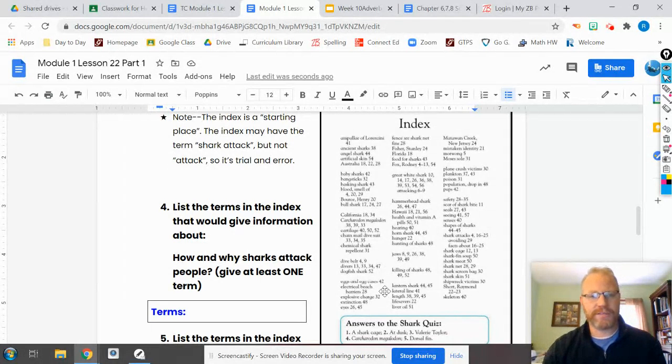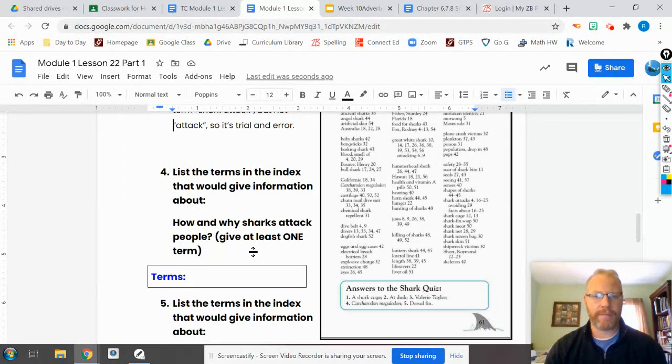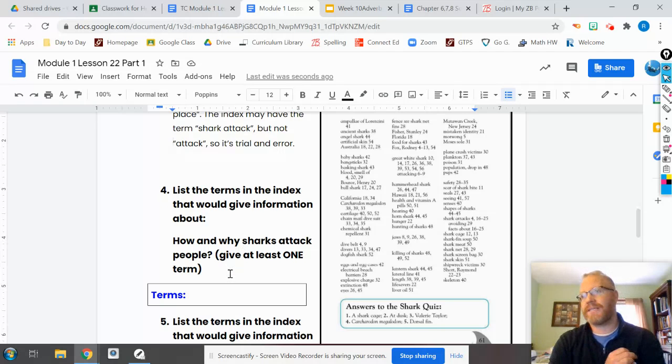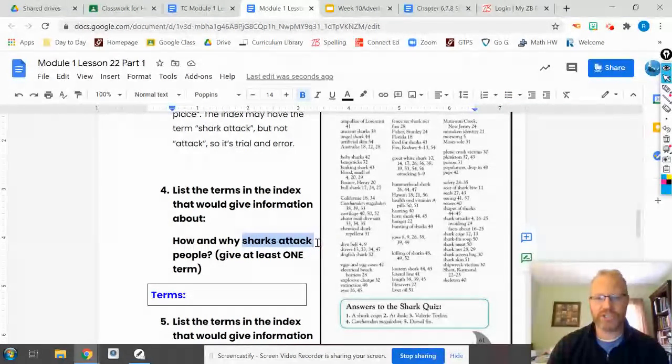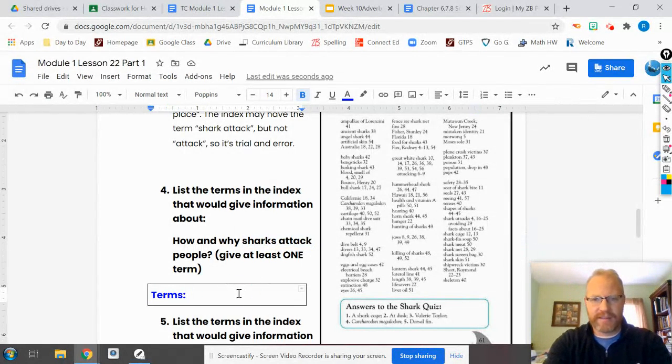So list the terms in the index that would give information about how and why sharks attack people. So which words do you think you would have to look for to see about shark attacking people? Well, if you're thinking this, shark attacks, then let's take a look. Shark attacks. So we're going to write the exact thing that we see. Shark attacks. How and why people are attacked by sharks.